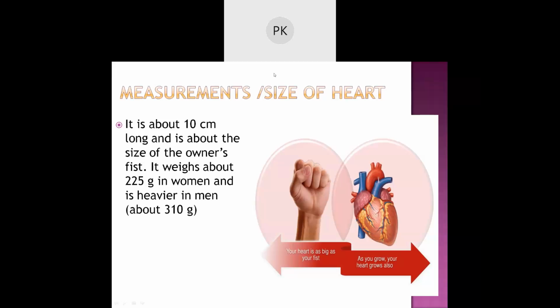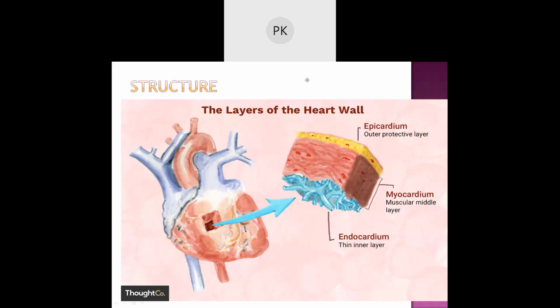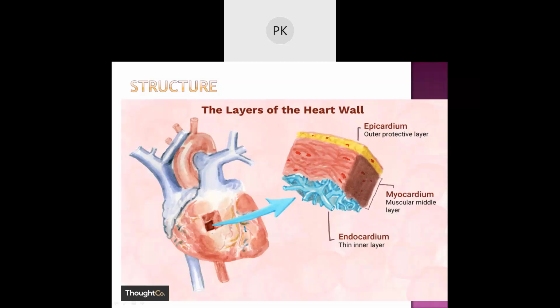Okay, overall, what did you understand? Means the heart is 10 centimeter long. Okay, and it depends upon one's fist, and its weight in women is 225 gram and in men it's a little bit heavier, that is 310 gram. Okay.